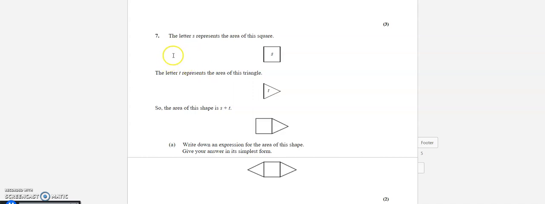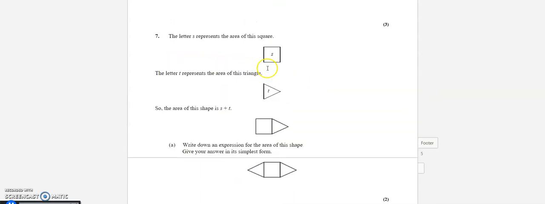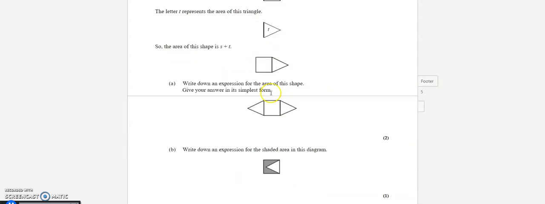So what this question is saying is the letter S represents the area of this square. So everything inside of this square, because the area is the inside, remember, is represented by the letter S. And the letter T represents the area of the triangle. So T is everything inside the triangle. So the area of this shape, because it's the square with the triangle attached, is just S plus T. So S for the square, T for the triangle.